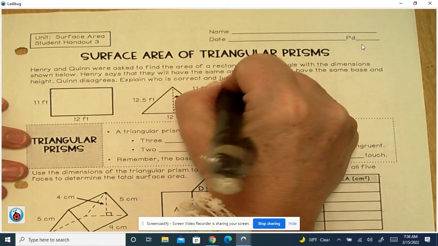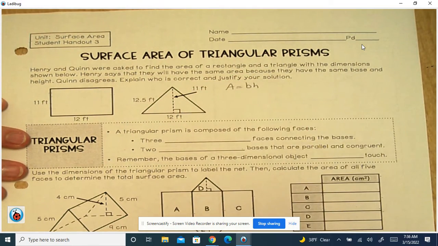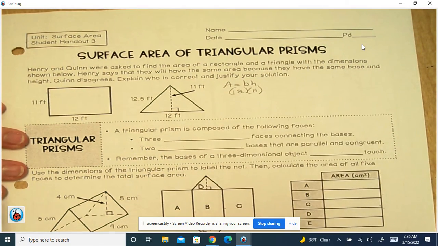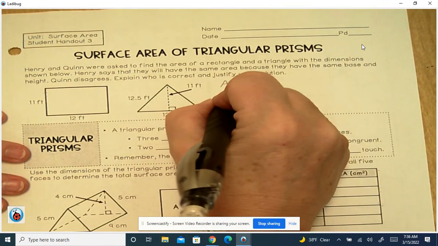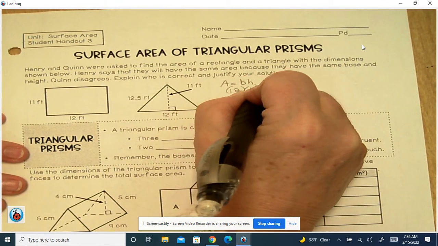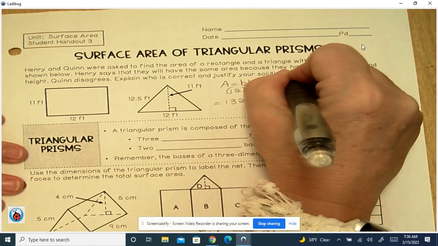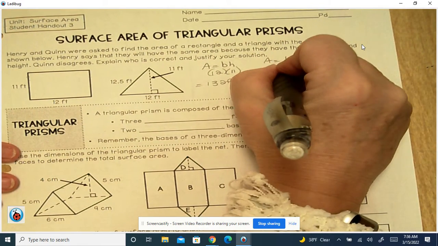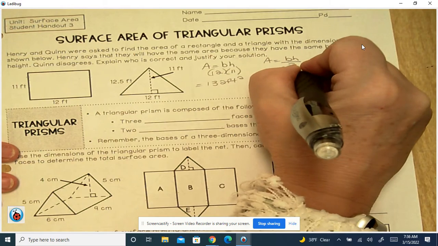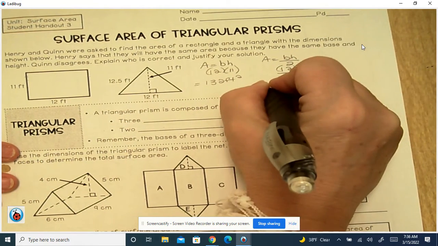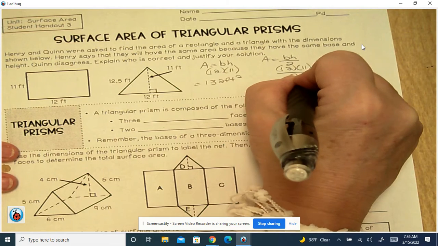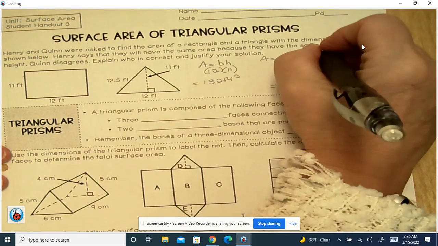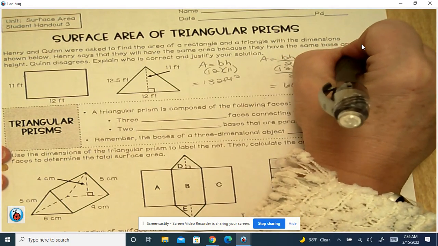So the area of this rectangle here, and that formula is based on height, and the base would be 12, and the height would be 11. And when we multiply 12 times 11, we get 132 feet squared. For the triangle, we've got base times height divided by 2, where the base of the triangle is 12, and the height of the triangle is 11 divided by 2. And when we do that, we get 66 feet squared. So no, Quinn is right. They're both wrong. So Quinn is correct.